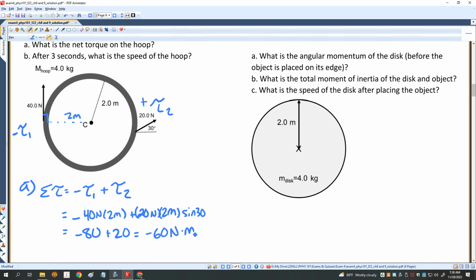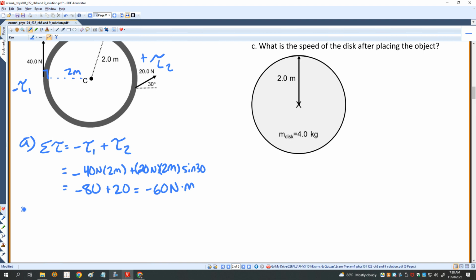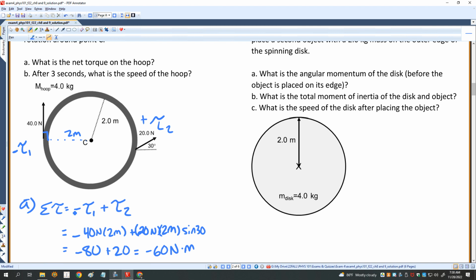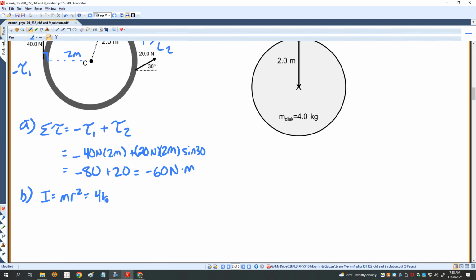So that's part A. For part B, I want to know what is the speed after 3 seconds. So I have to do several steps here. First, I need to find the moment of inertia. If I look at my equation sheet for a hoop, the moment of inertia is mr squared. It has a mass of 4 kilograms and a radius of 2 meters.